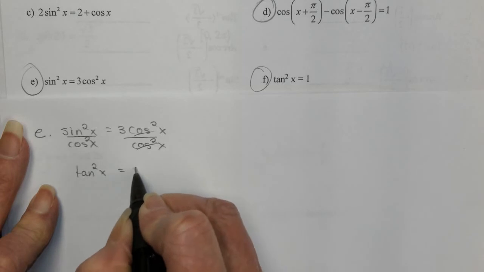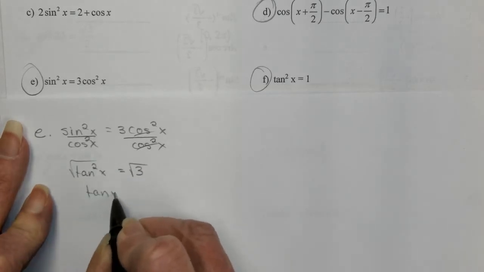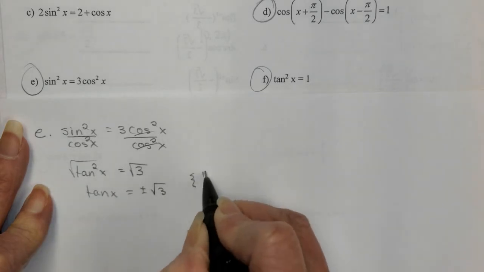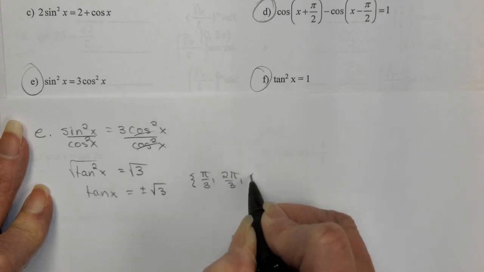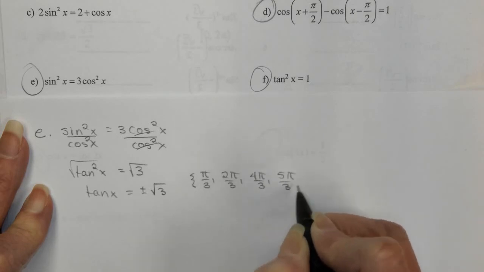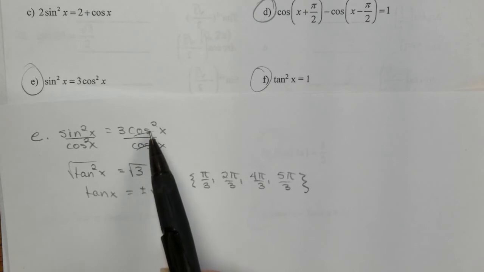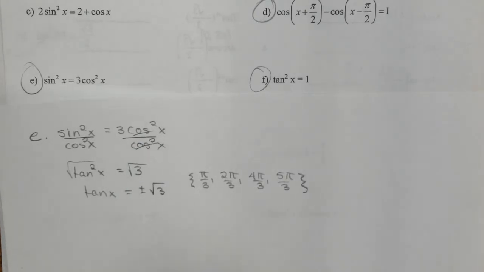So tan squared x equals 3. Take the square root of each side. Tan x equals plus or minus root 3. Well, that would be the pi over 3 family, all of it. 2 pi over 3, 4 pi over 3, 5 pi over 3. And there we go. Now, you could also have changed one of these using a Pythagorean substitution. I'm sure that doing it that way would yield the same answer.